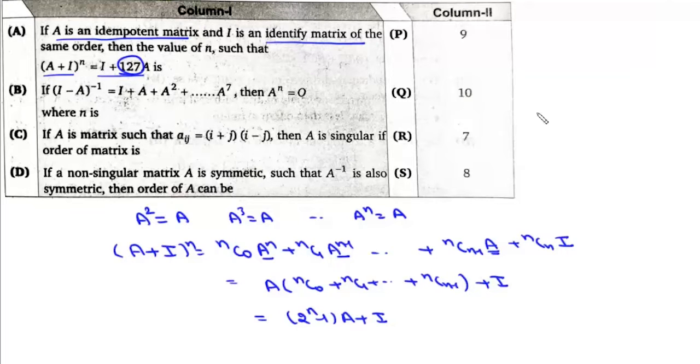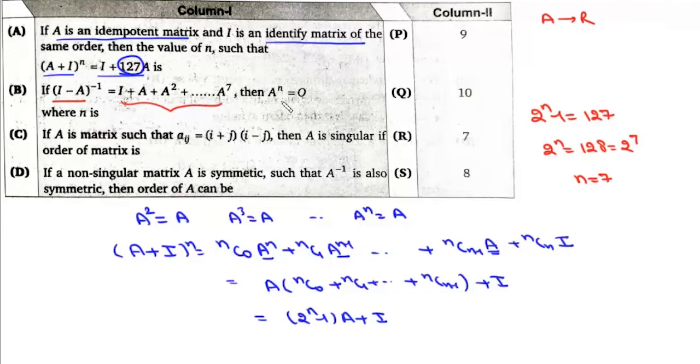So that means 2 to the power n minus 1 equals 127, or 2 to the power n equals 128, which is 2 to the power 7. So the value of n here is 7. So this A, it matches with R.